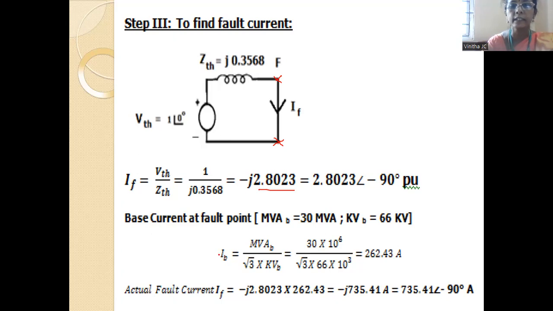Now we have to calculate the fault current at the faulty point. So now we have calculated the fault current in per unit. If you want to calculate the fault current in its actual unit, we have to multiply the per unit value of the fault current with the base value. So what is the formula to calculate base current? MVAB divided by root 3 into KVB. So what is MVAB? MVAB is common. So it is 30 into 10 power 6 divided by root 3 into KVB.